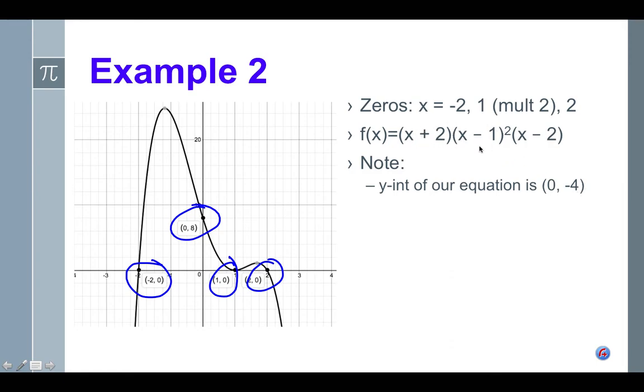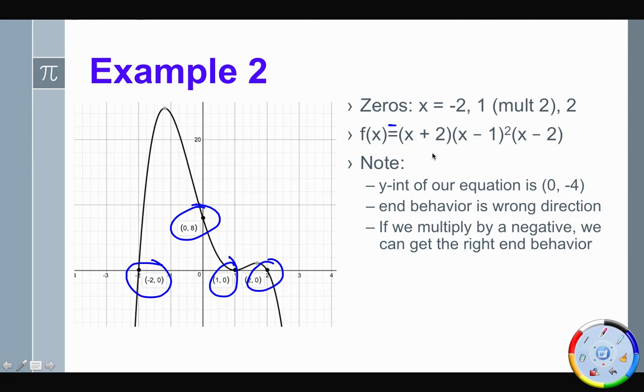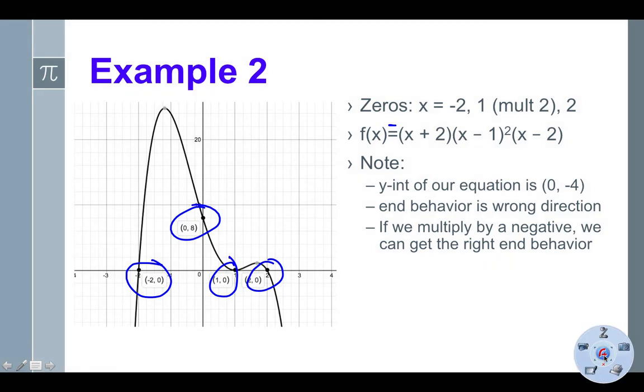Because we get 2 times -1 squared times -2, which means -4. But that's not right because my y-intercept is actually +8. So we know that the end behavior is the wrong direction and the y-intercept is in the wrong direction. But if we multiplied by a negative number, we could make the end behavior correct. So we could just put a negative in front, and that would make the end behavior correct. But then my y-intercept would be a positive 4, where I want a positive 8.